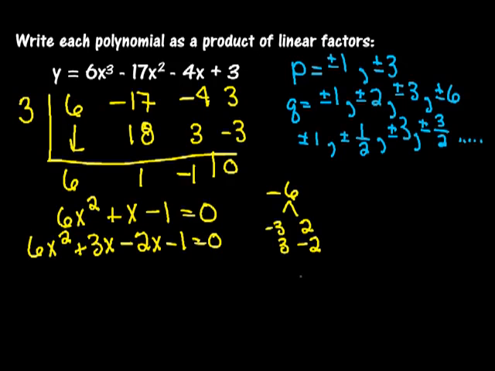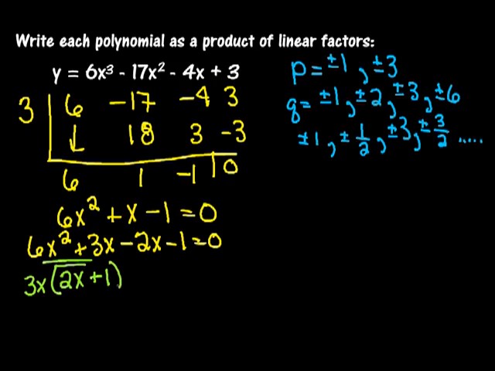If you don't quite remember the grouping method, go back to one of my reviews. It's not too bad. So to continue the grouping method, I look at the first two and say, well, what's in common? 3x is in common, actually. So that leaves me 2x plus 1. Because remember, when I distribute, I have to return to my original. So 3x times 2x is 6x squared. 3x times 1 is 3x.